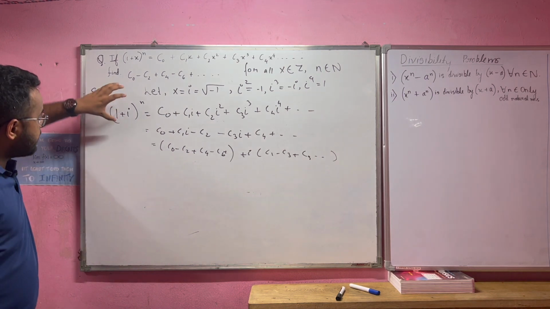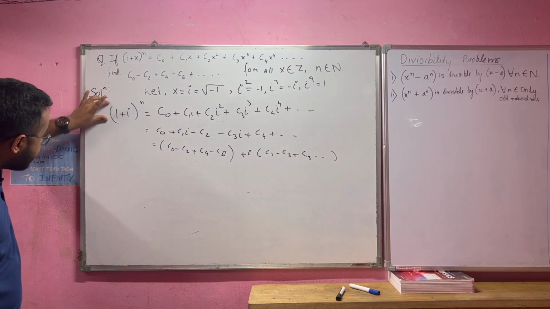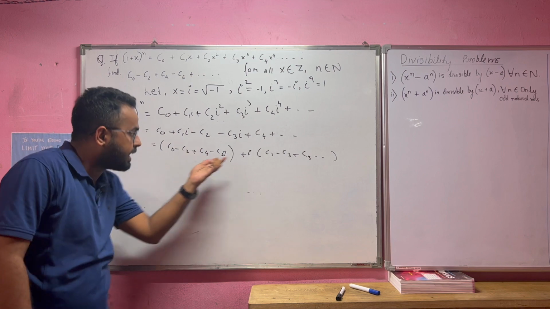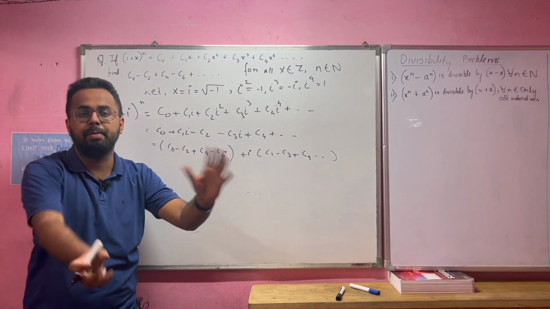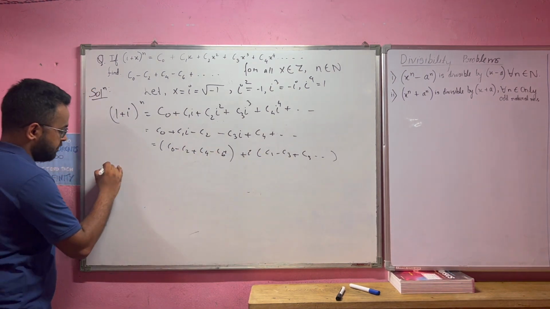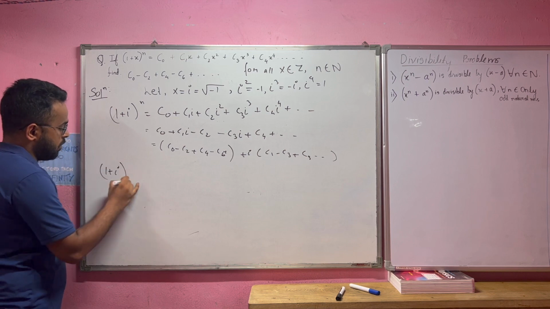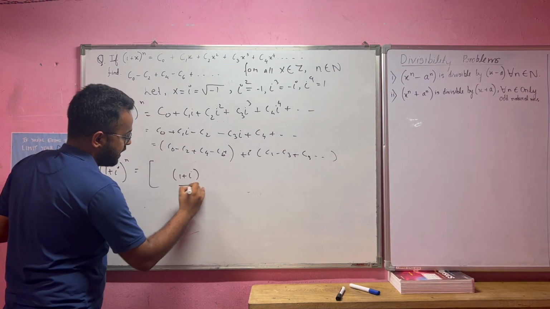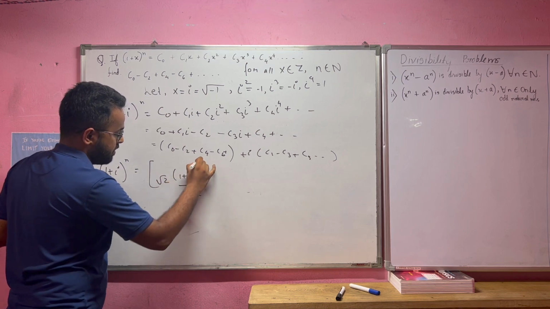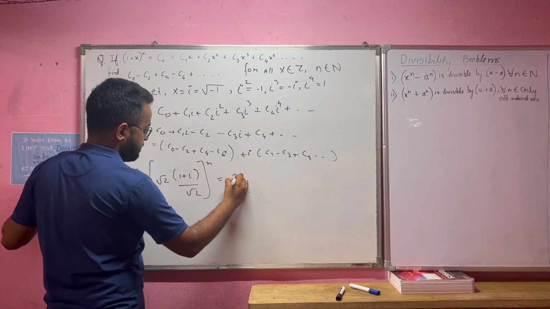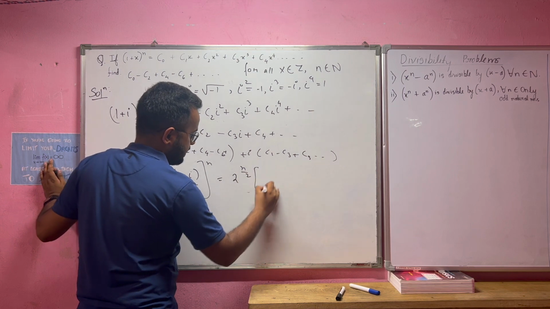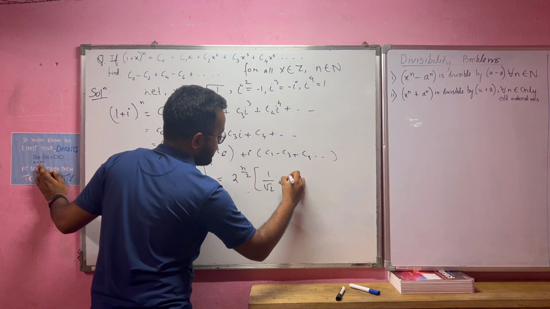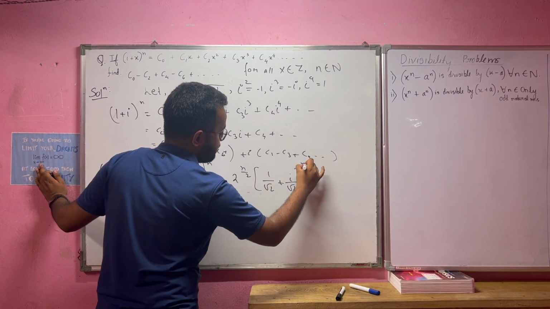Now we have to split this term into a real part and an imaginary part and compare them. How to do this? This is very, very simple. If you know the De Moivre's theorem, (1 plus i) by root 2 power n. This becomes 2 power n by 2, times (1 by root 2 plus i by root 2) power n.